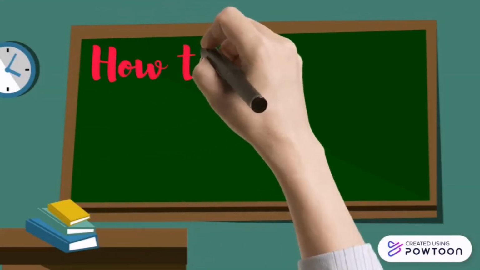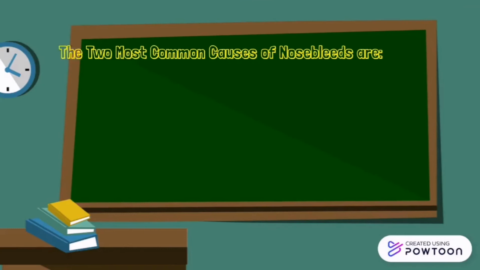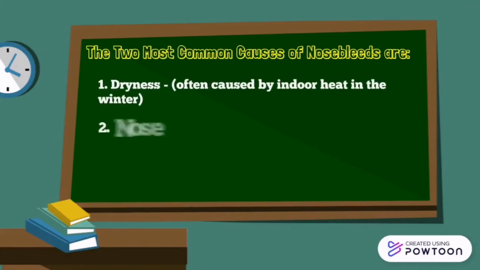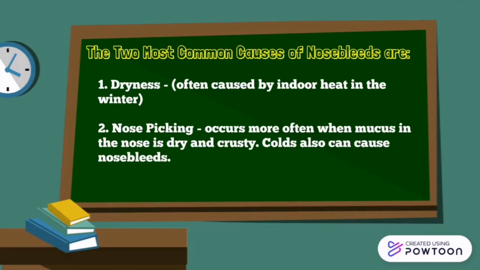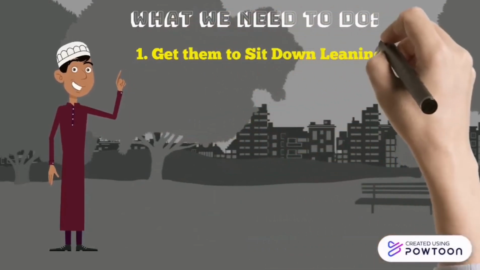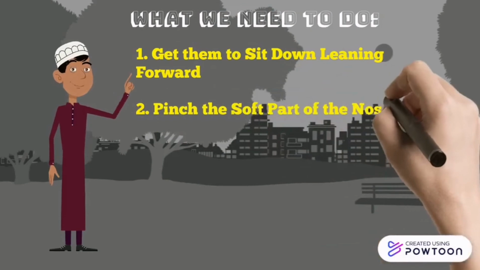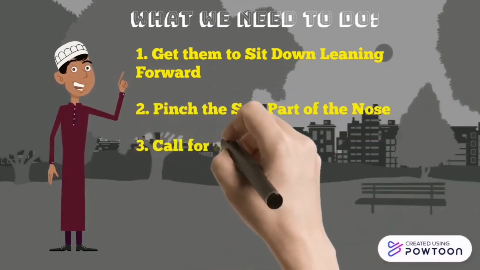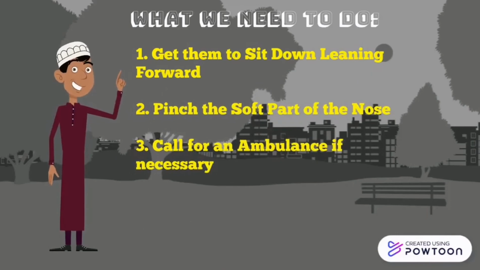How to treat nose bleeding. There are two most common causes of nosebleeds. These are dryness and nose picking. What you need to do is get them to sit down leaning forward, pinch the soft part of the nose, and lastly, call for the emergency services or the ambulance.